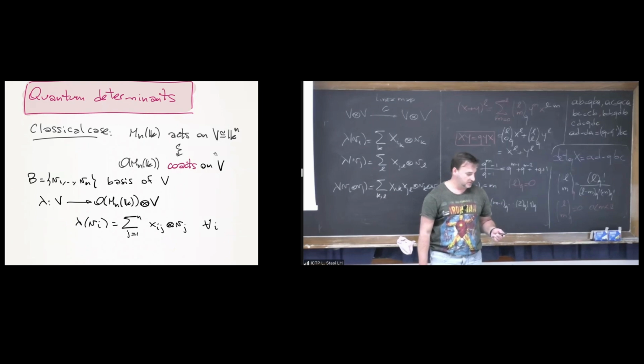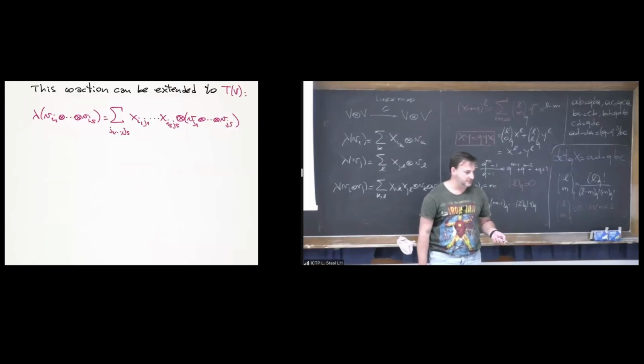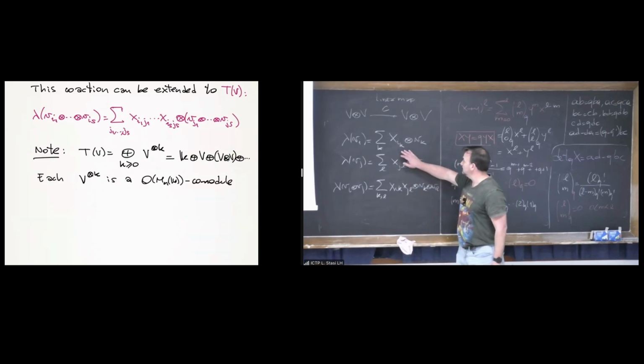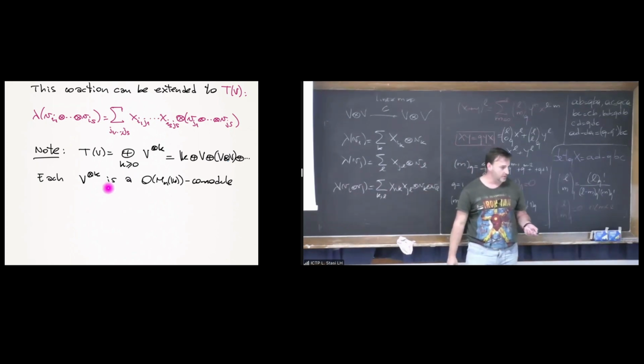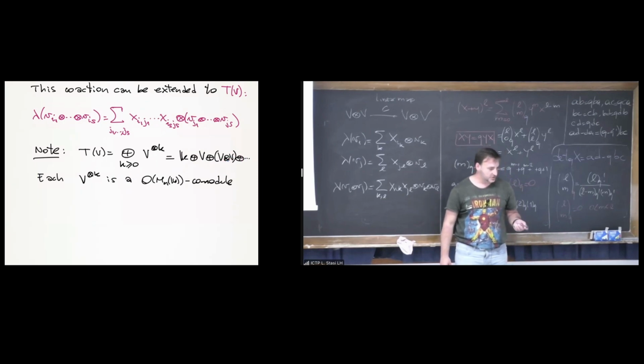So for any vector space, this function algebra coacts on it. And as I showed you before, we can extend this coaction to the tensor algebra, as I did here on the blackboard. We can extend this by multiplying the first terms. So we have an action on the tensor algebra. The tensor algebra is the sum of all the tensor powers. The first term is the field, the second term is V, the third term is V tensor V, and so on. So each tensor power is a module.